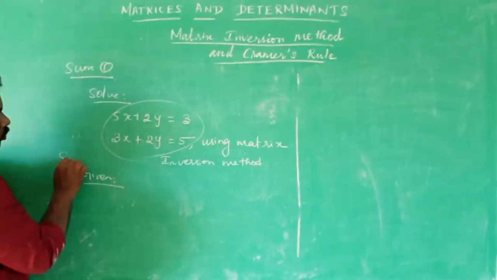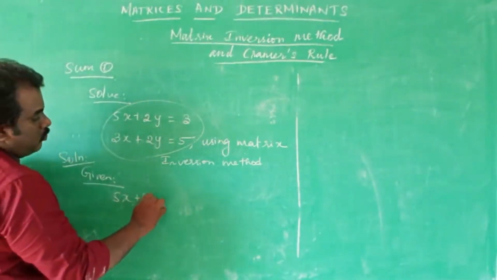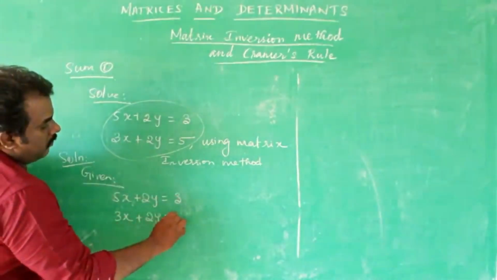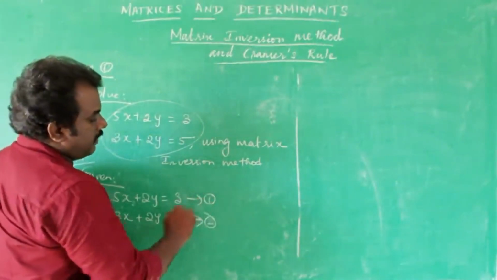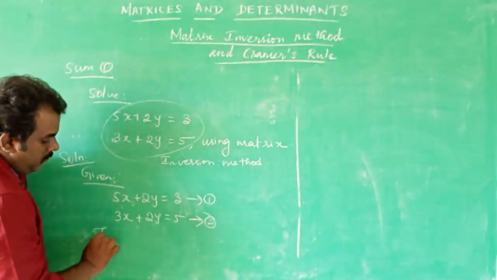Given 5x plus 2y is equal to 3, 3x plus 2y is equal to 5. The first one can be taken as equation number 1 and the second one can be taken as equation number 2.